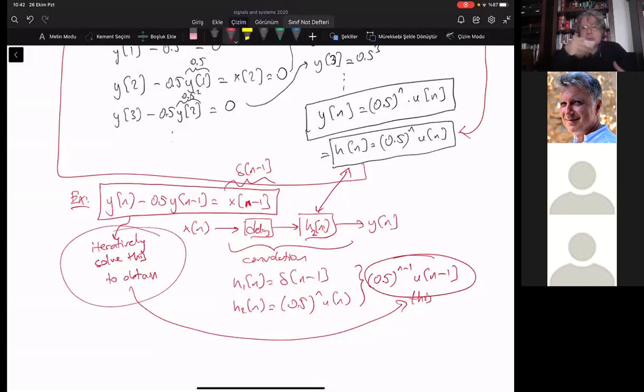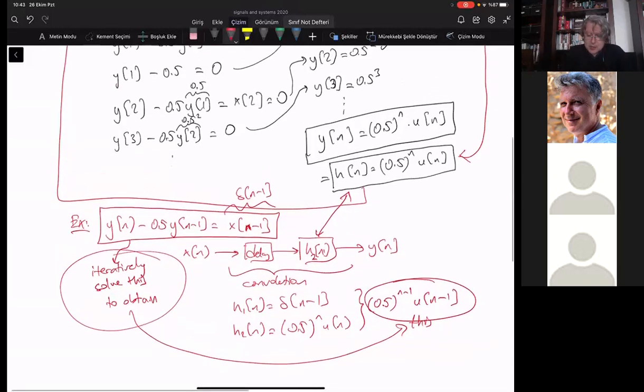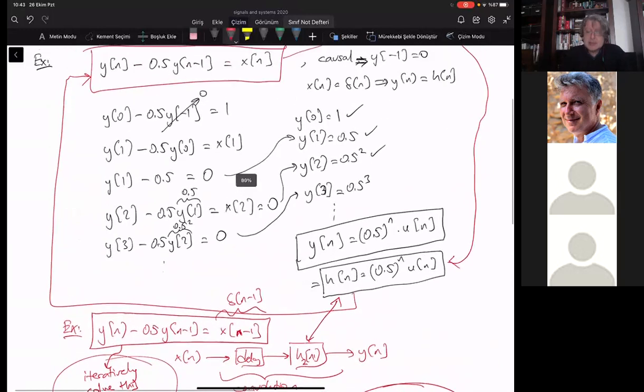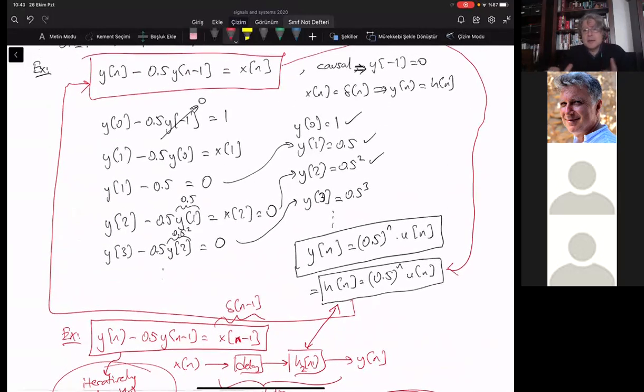To improve your iterative solving skills for obtaining impulse responses, because in an examination, your question may be more complicated. It may contain a few terms at the right-hand side and a few more terms at the left-hand side. So that's all I want to talk about for today.